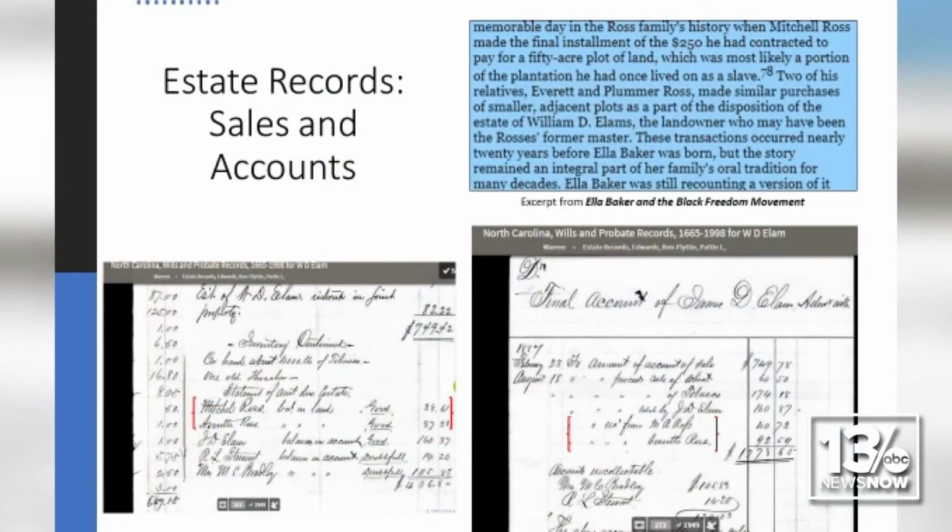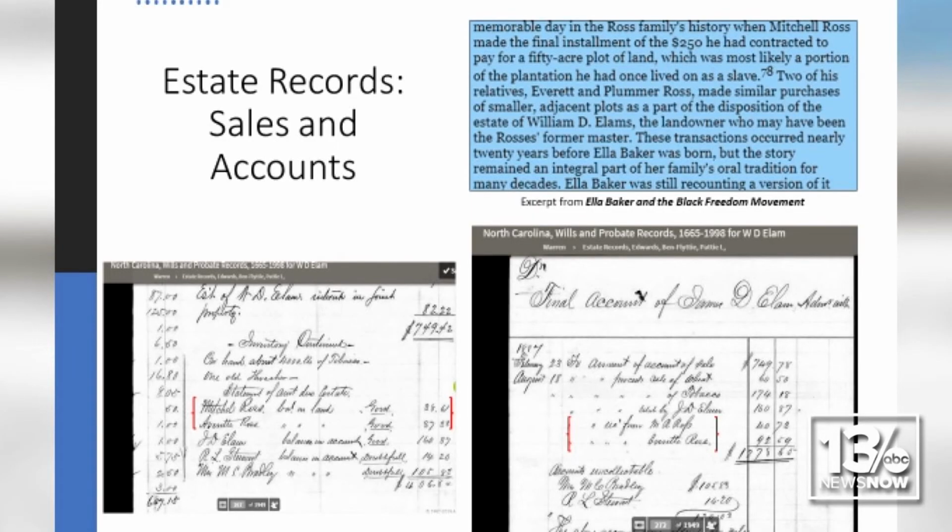What's on this slide is an example I use of an excerpt from Ella Baker and the Black Freedom Movement. Ella Josephine Baker, the famed civil rights worker, was actually a cousin of mine, which I didn't know until I did the research, and there she was in my family tree. In this book, written by and about her life, she mentions that her grandfather and some of his family members purchased land from their former enslaver.